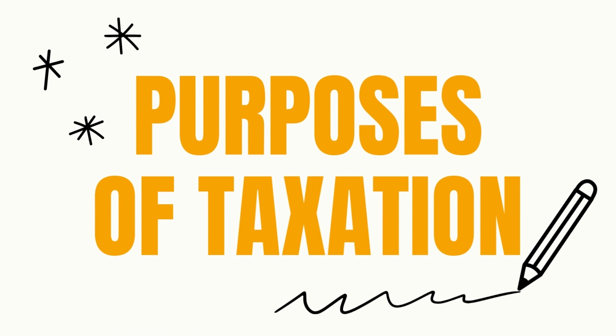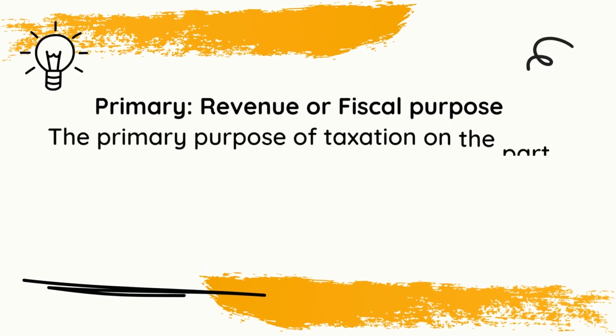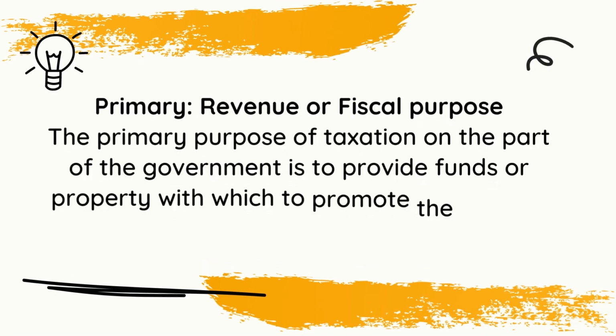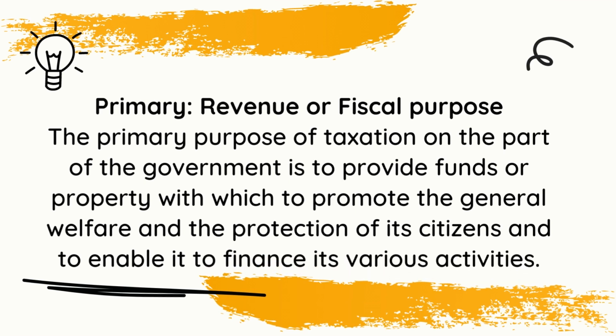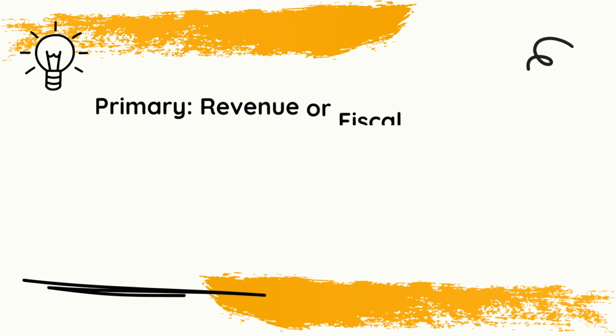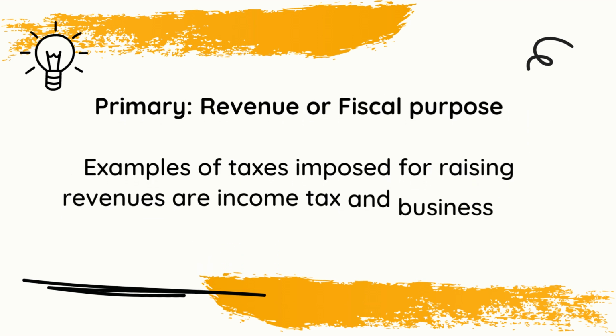of the government. There are two main purposes of taxation: primary and secondary. Primary refers to revenue or fiscal purpose. The primary purpose of taxation on the part of the government is to provide funds or property with which to promote the general welfare and the protection of its citizens and to enable it to finance its various activities. Examples of taxes imposed for raising revenues are income tax and business tax.